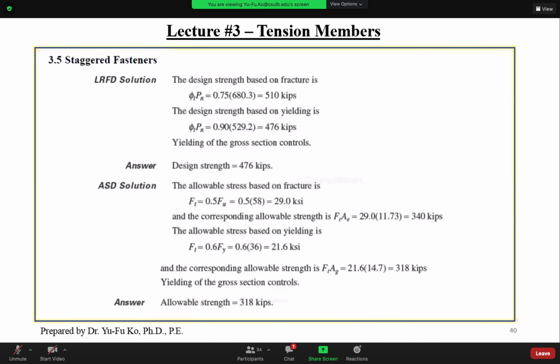For the ASD approach, we can just use the nominal strength divided by factor of safety, right? You can do that too. That we call allowable strength. Remember? We call allowable strength approach, such that you got your P allowable is equal to P nominal divided by factor of safety, which is omega.